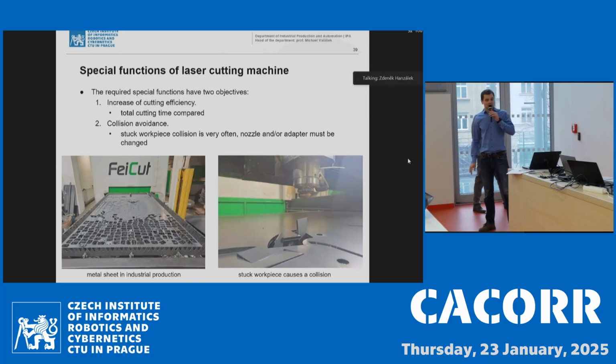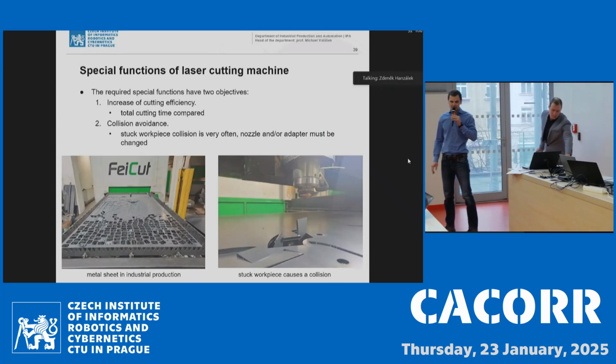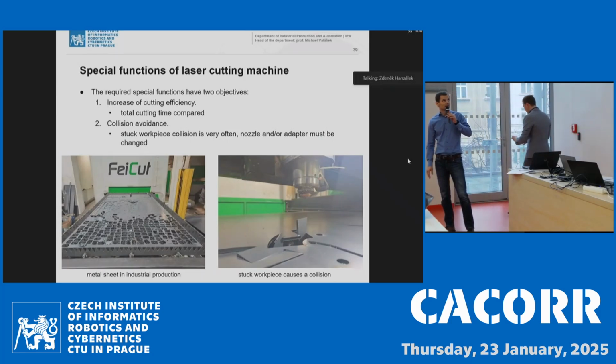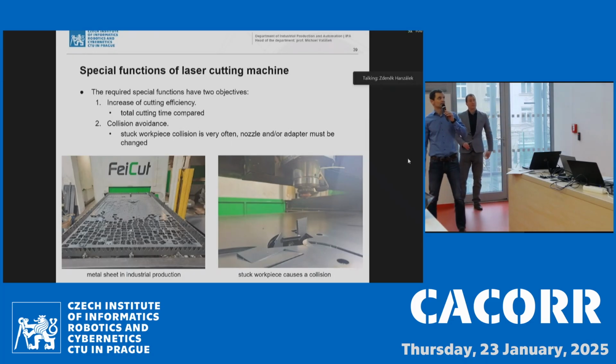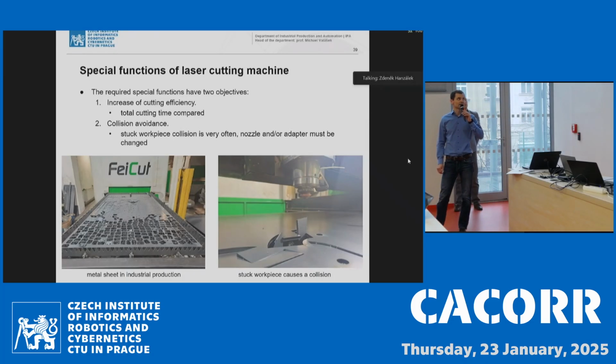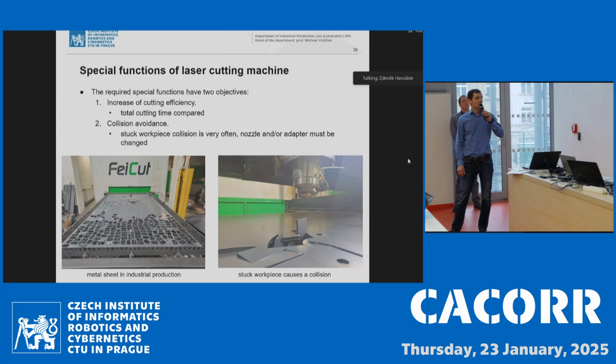The special functions required by the Czech producer can be summarized as follows. First, increase the cutting efficiency, which means decrease the cutting time. And second, probably the more important, collision avoidance.